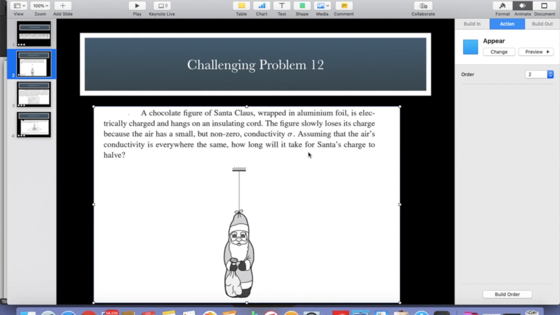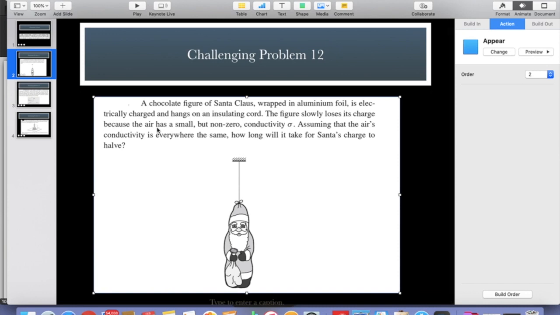So you have to find a relation between the rate of loss of charge and the instantaneous charge. Okay, so you have to try it and write down the answer in the comment box. This time I am giving you three challenging problems.